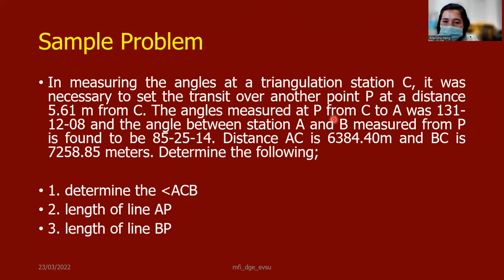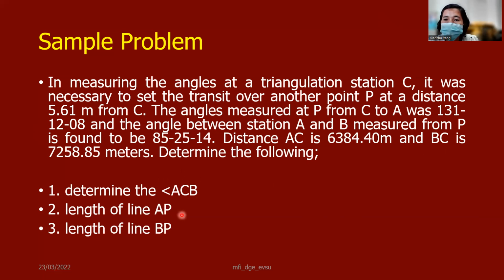The angle measured at P, from C to A, was 131. The angle to station B was measured as 85, 25, 14. May measurement siya ng distance: distance AC is 6384.40 and BC is 728.585 meters. So you are going to determine the interior angle of your design, which is angle ACB, the length of AP, this is the length of your true station A to the eccentric station, and the length of your true station to your eccentric station.